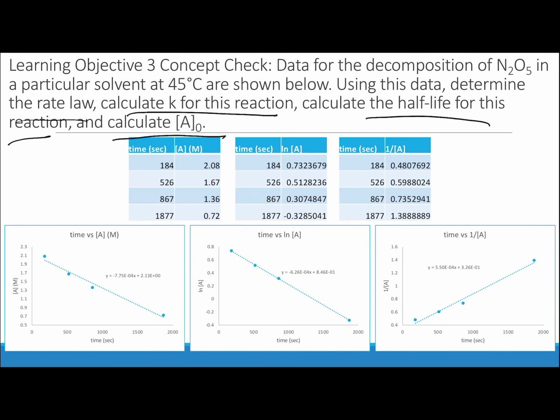Hopefully you guys have gotten at this point that you can look at the linear plots to determine what your overall reaction order is. Okay, so if we look at just [A] versus time, we see that we get a nonlinear plot. Here, our ln[A] versus time is linear. And then the last one, 1 over [A] versus time, is not linear.